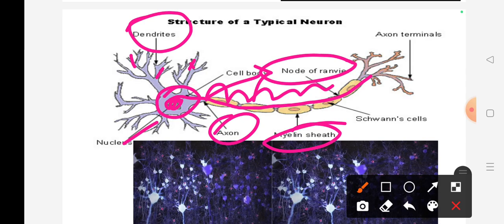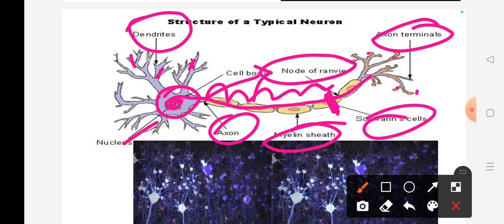In the axon, small dot-like structures are there, called Schwann cells. In between neurons, in the middle, a small gap is there. That gap is called a synapse, and these are called axon terminals.